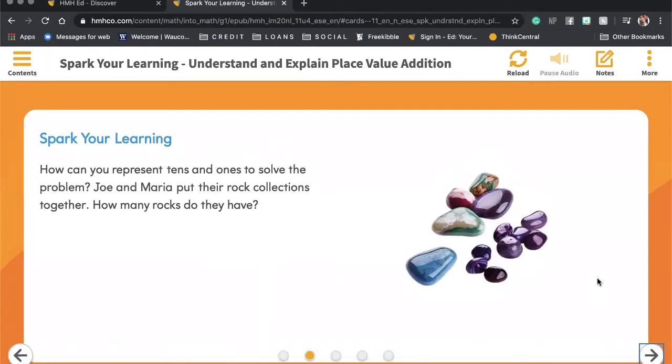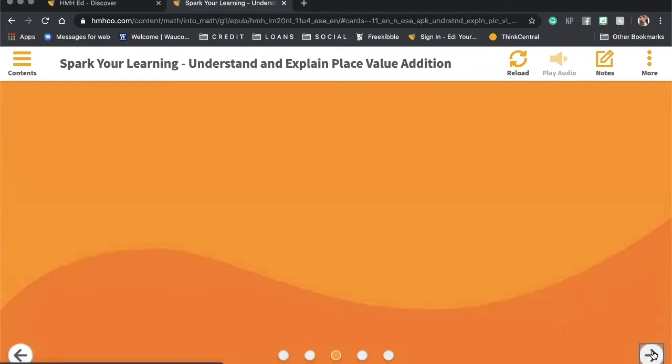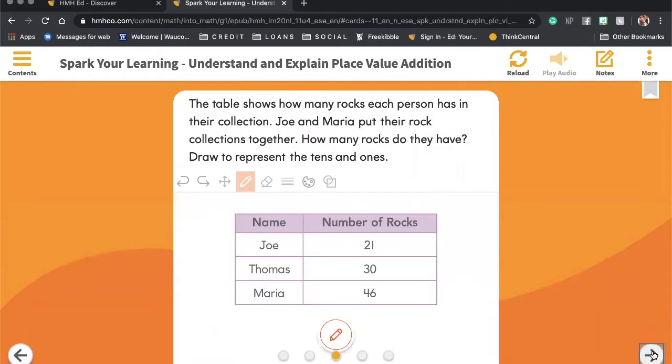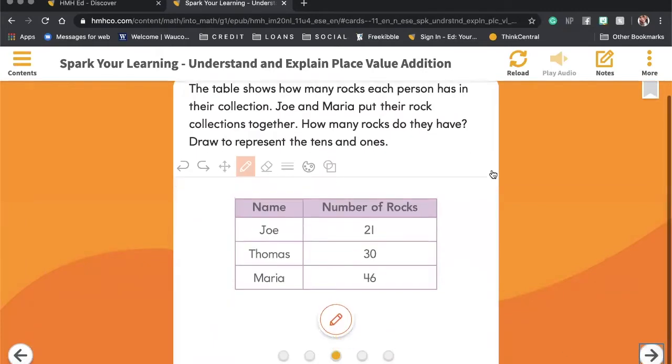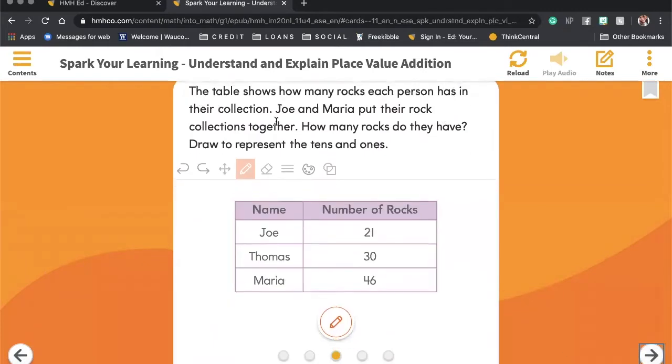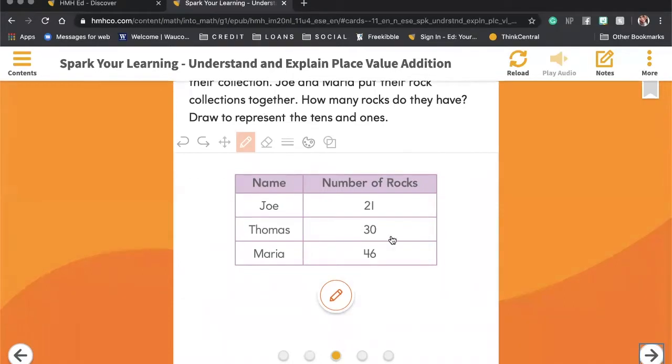Spark your learning. How can you represent tens and ones to solve the problem? Joe and Maria put their rock collections together. How many rocks do they have? The table shows how many rocks each person has in their collection. Joe and Maria put their rock collections together. How many rocks do they have? Draw to represent tens and ones.